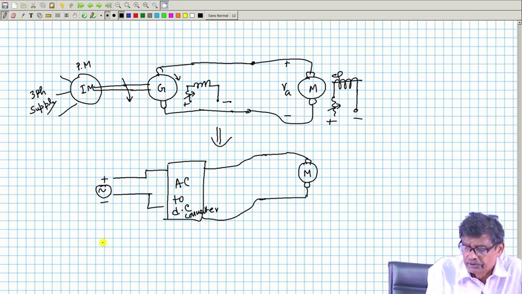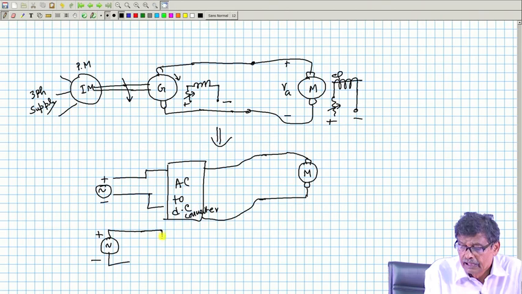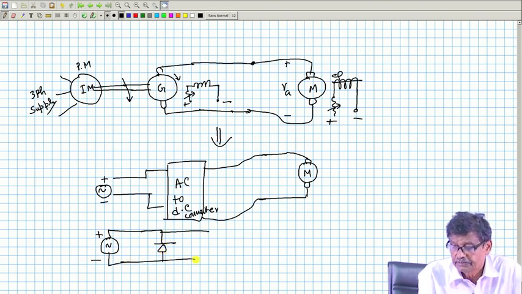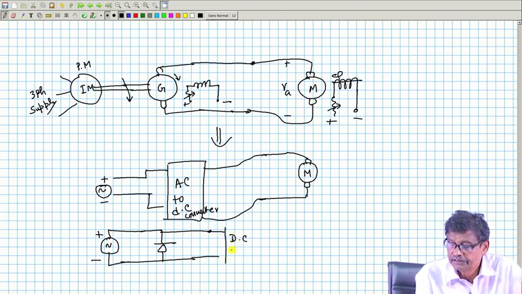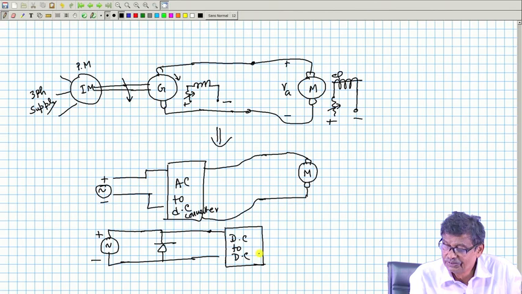In case of DC to DC chopper circuit, what you do? This is the thing, supply plus minus, have a diode bridge rectifier, fixed DC voltage you will get from the output, and then DC to DC converter, and motor field is separately excited, of course.